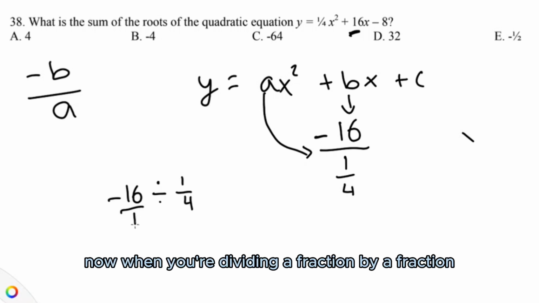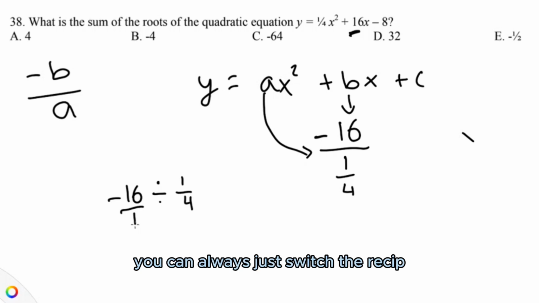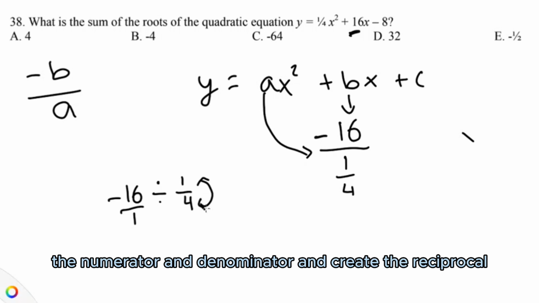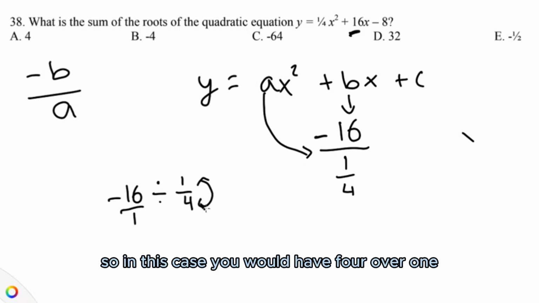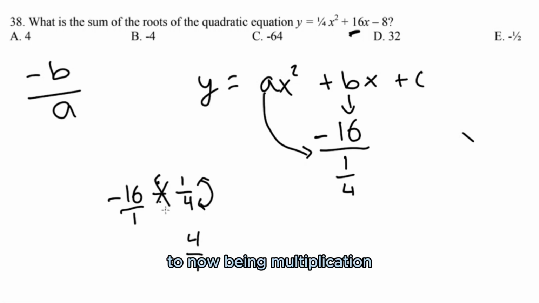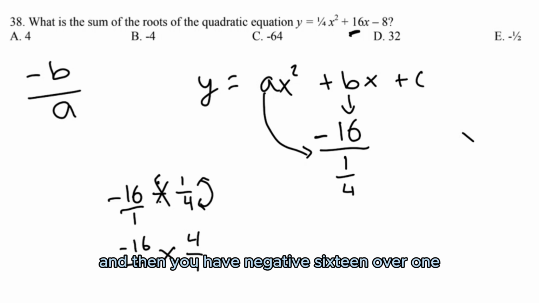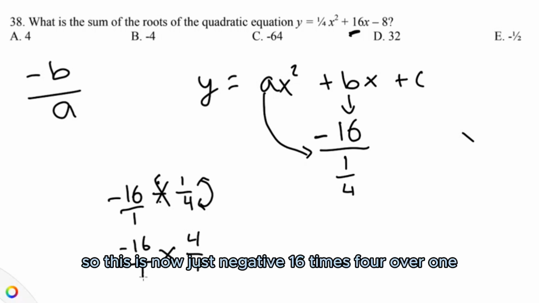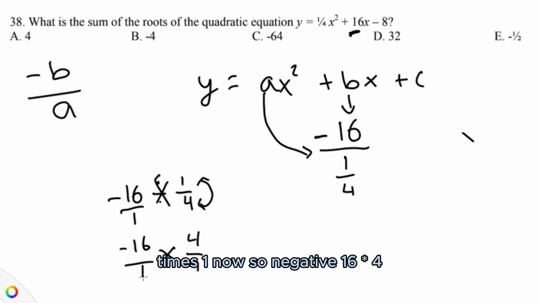Now, when you're dividing a fraction by a fraction, you can always just switch the numerator and denominator and create the reciprocal. So in this case, you would have 4 over 1. And you would flip the sign to now being multiplication. And then you have negative 16 over 1. So this is now just negative 16 times 4 over 1 times 1.